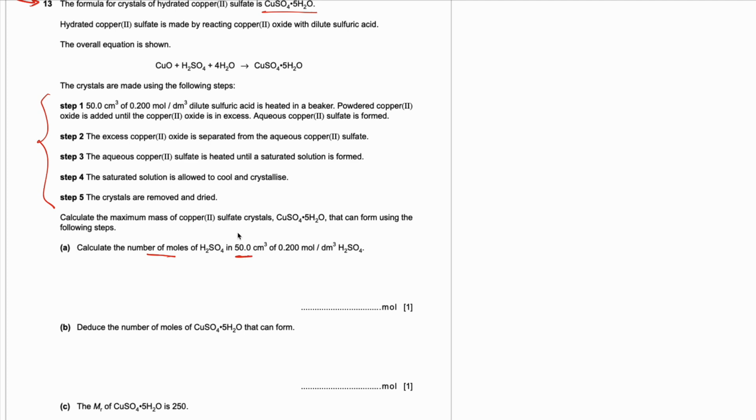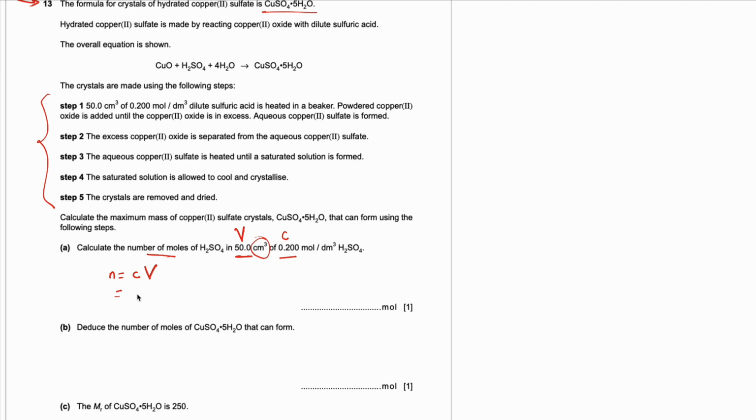And you have a volume of that acid. Pay attention, the volume was given in cubic centimeters. You have to convert it into cubic decimeters. And you have the concentration of that acid solution. So you have C and you have V. Remember, in the triangle, we have number of moles n equals C times V.